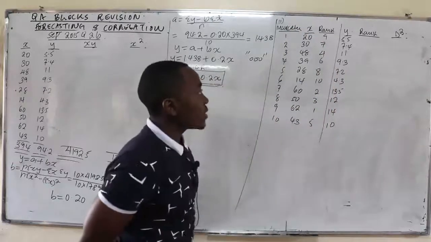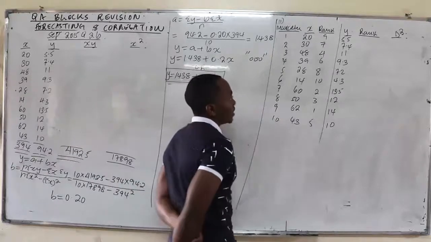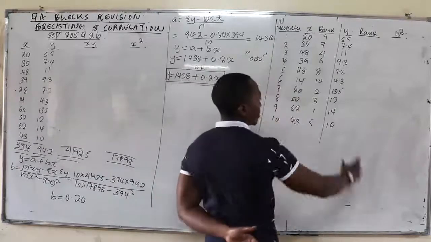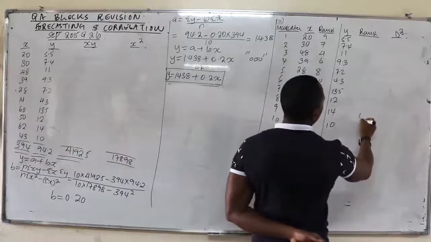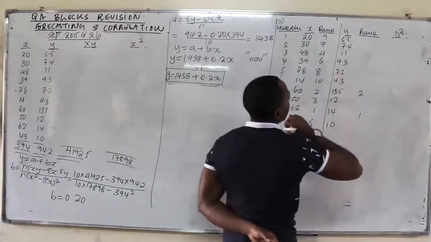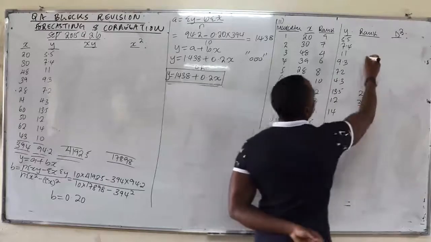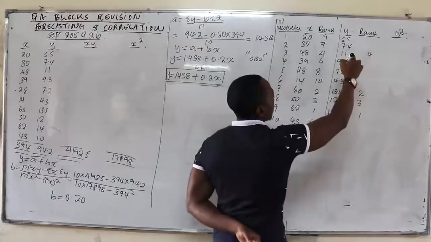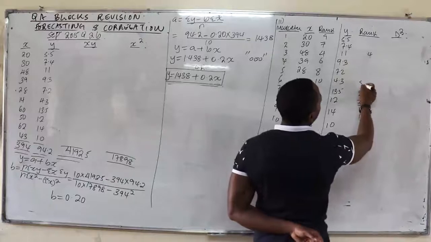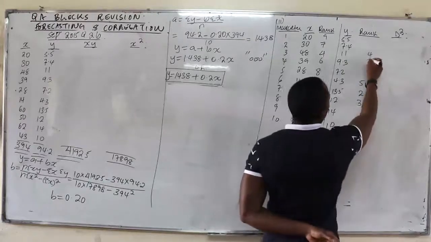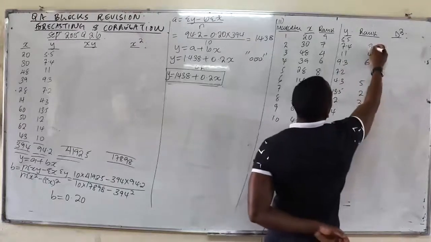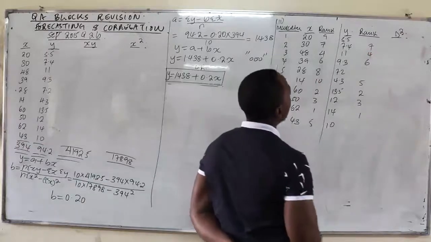Also, now let's rank Y. We rank Y. Which one has the highest? We had 14. That's rank number 1. Number 2. Number 3. Number 4. Number 5. Number 6. Number 7. Sorry.